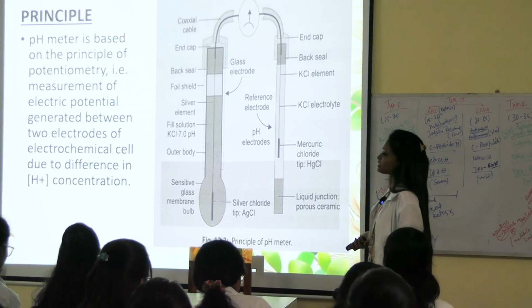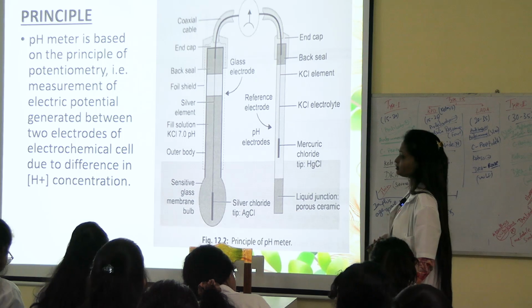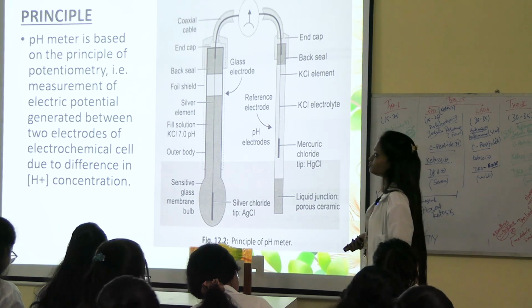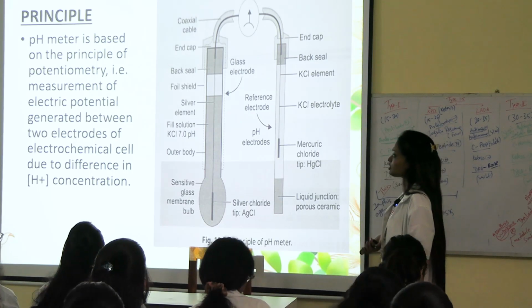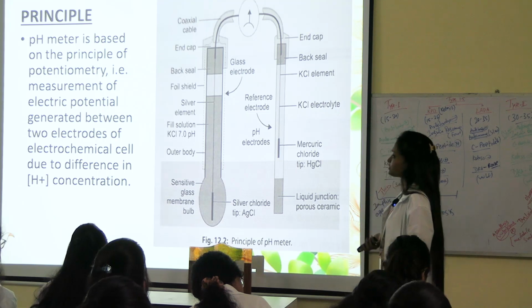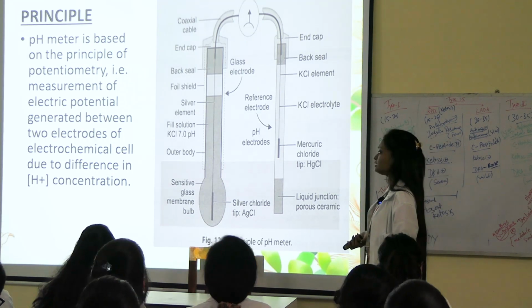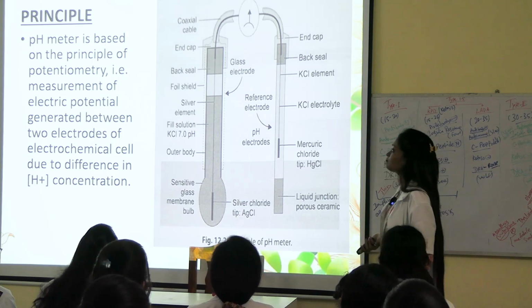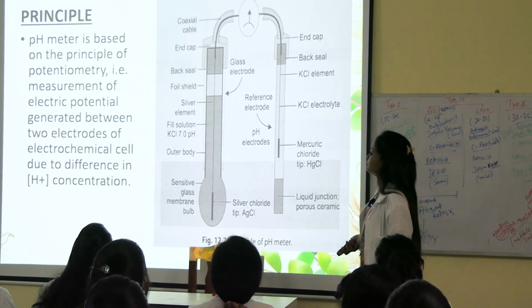So what is the principle of pH meter? pH meter is based on the principle of potentiometry. What is potentiometry? Potentiometry is measurement of electric potential generated between two electrodes of the electrochemical cell due to difference in hydrogen ion concentration. So the principle of pH meter is potentiometry.